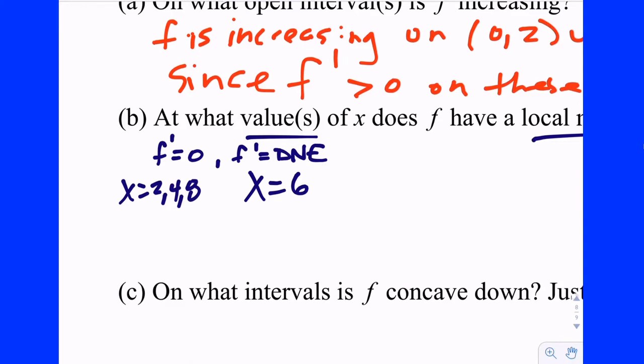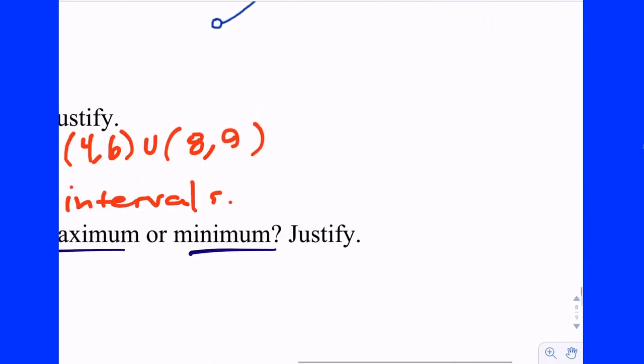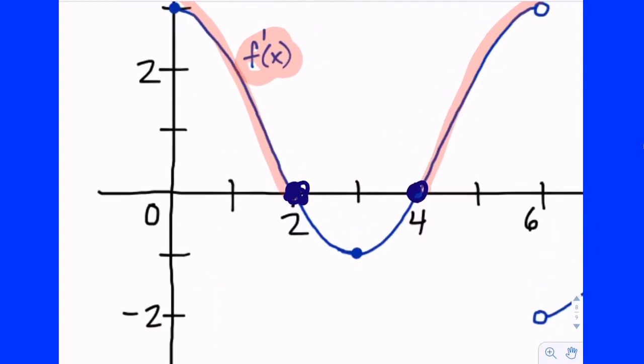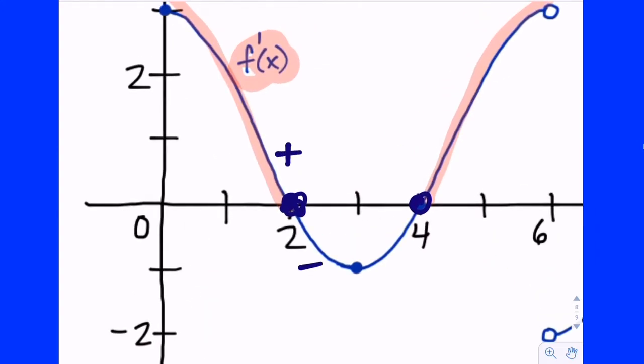So now these are the candidates for local extrema. We need to determine if they're actual local extrema. And to do that, we need a sign change in f prime. Yes? We need a sign change in f prime. So at 2, f prime goes from positive to negative. So that should be a local what? The location of a local max. At 4, f prime changes from negative to positive, so 4 is the location of a local min.